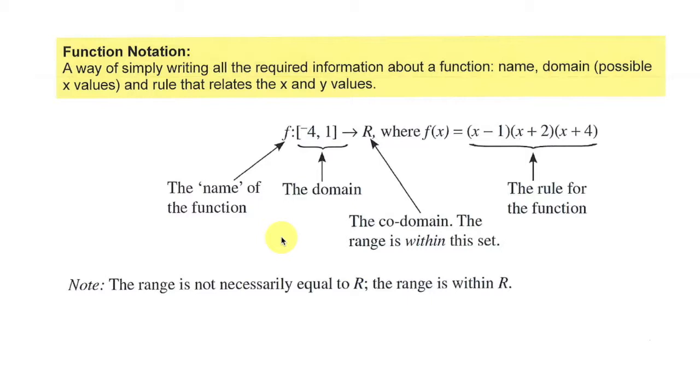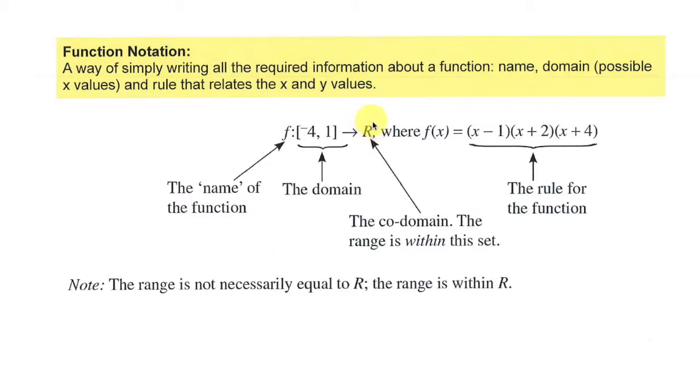Just with our function notation, this is the formal way of writing it. So what's the name of the function? So it's f. This is the domain for it. So these are the x values that we can have. We go from -4 to 1 including. And this maps out onto the set of all real numbers.